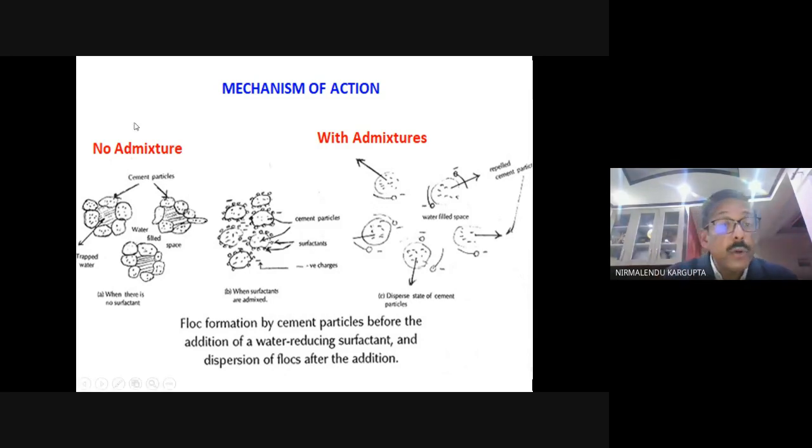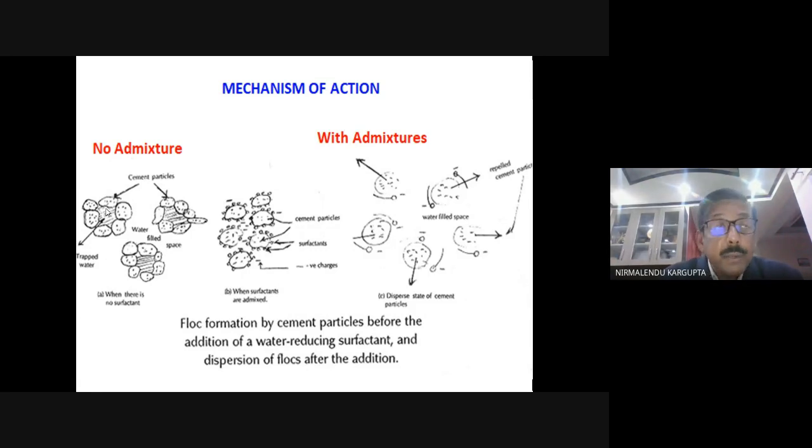This is a cement particle in which some water will be trapped. Suppose this is a particle, and around it there are millions of flocs. In between these flocs, some water will be there. This is what happens in a cement system when water is first introduced into the cement.